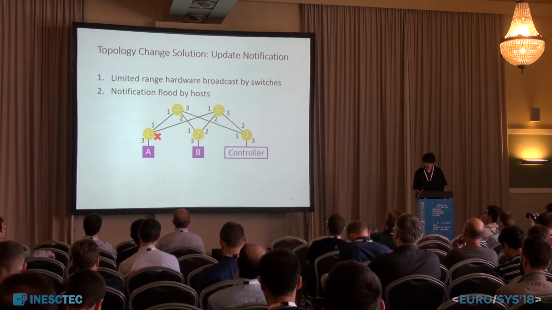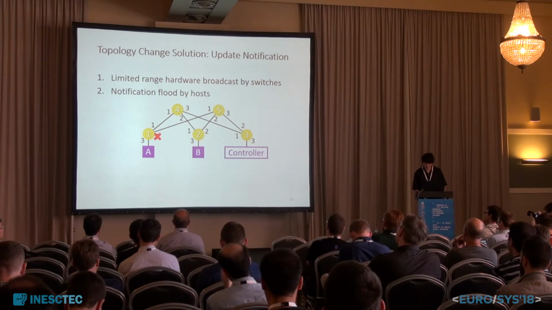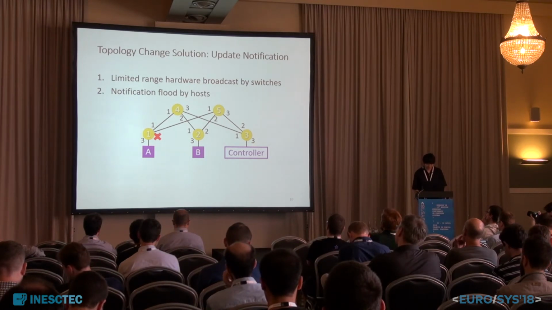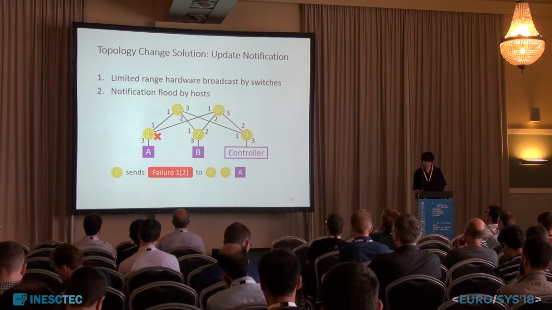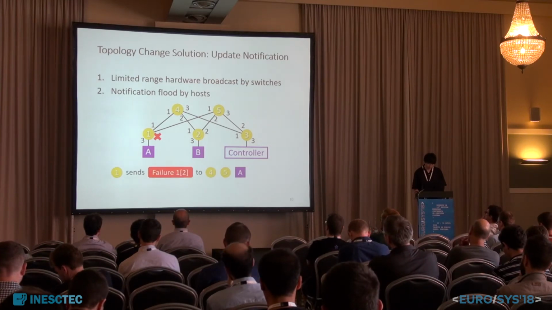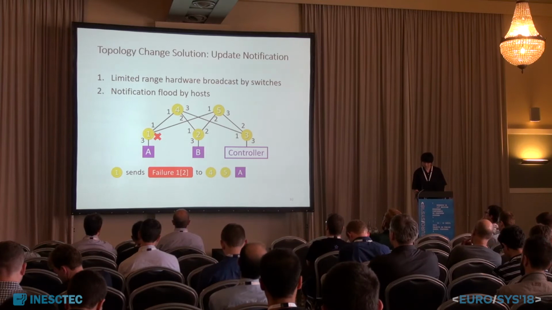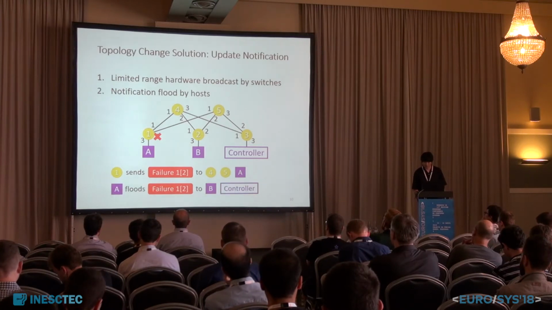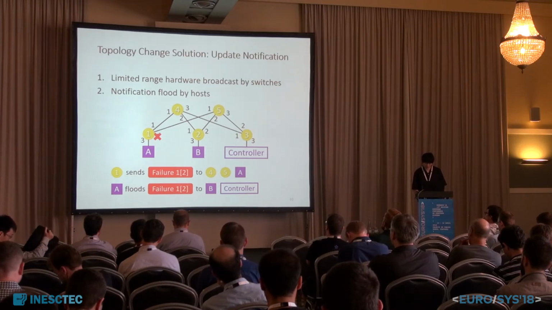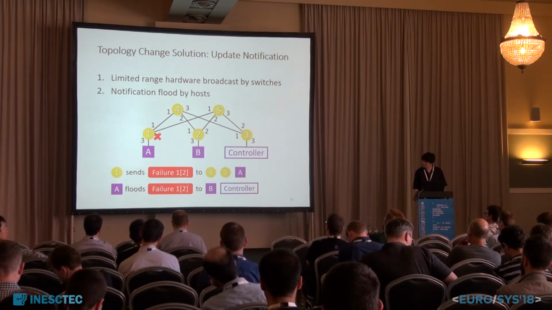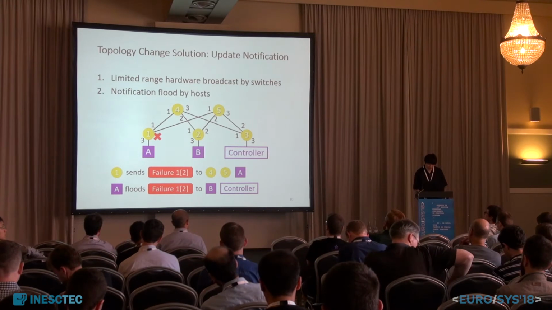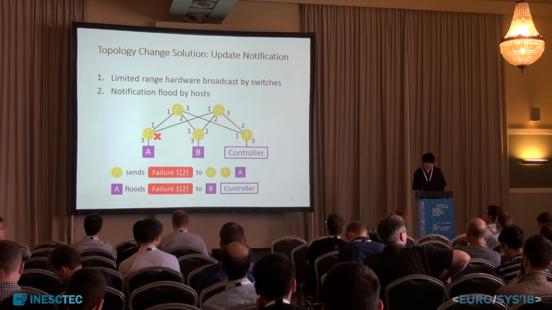Suppose port 2 of switch 1 is down. Then switch 1 finds this problem and sends a limited-range notification to switch 4, switch 5, and host A. Only host A can process this message, so it will flush the notification to the other hosts. Now every host in the network knows that the link between 1 and 5 disappears.